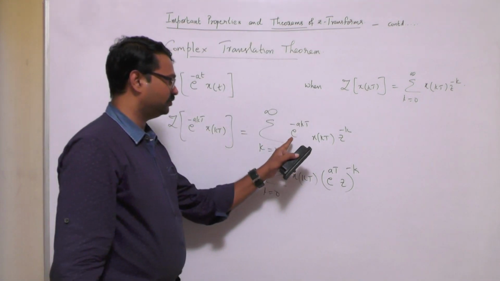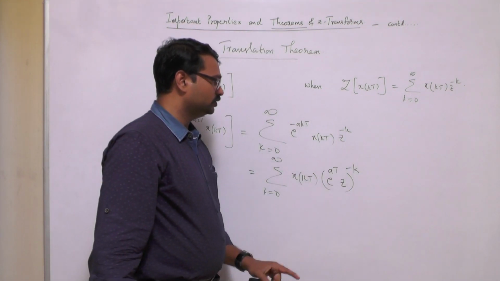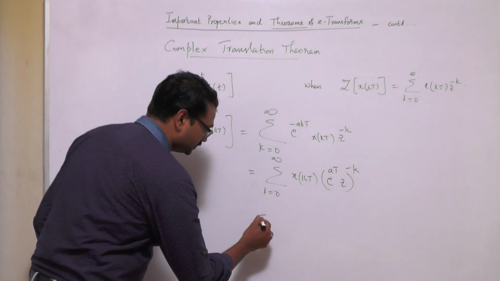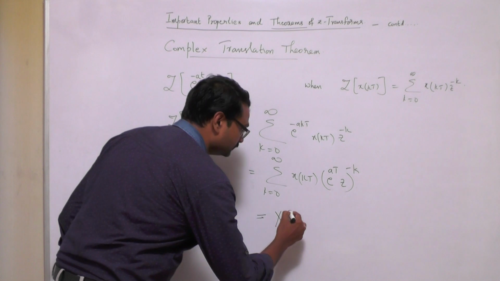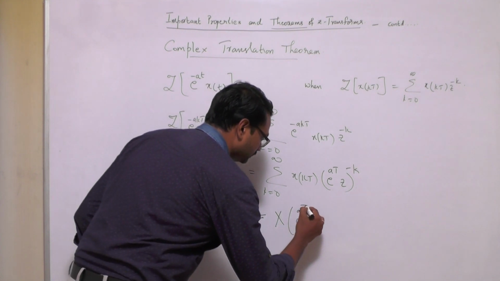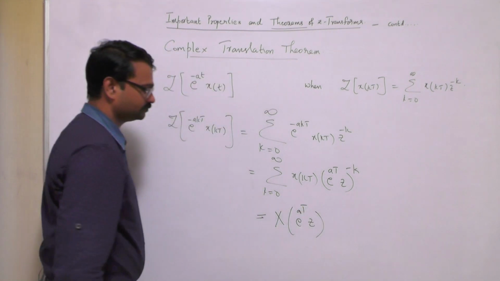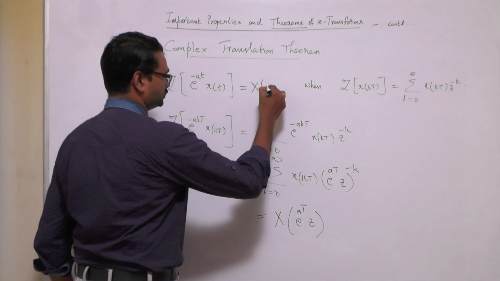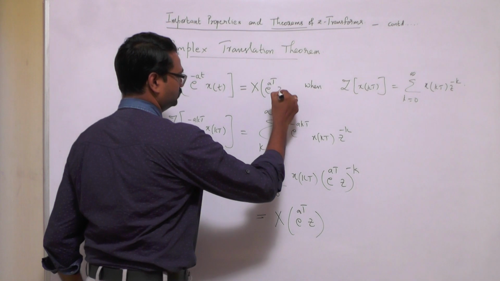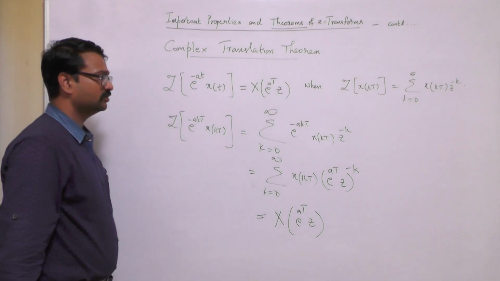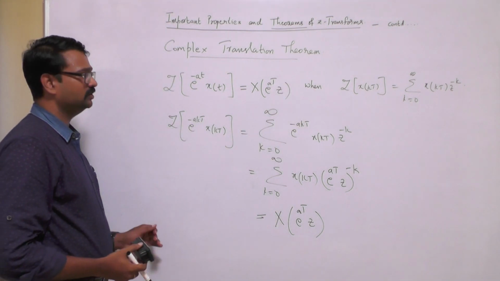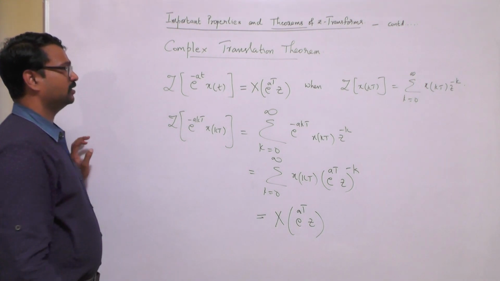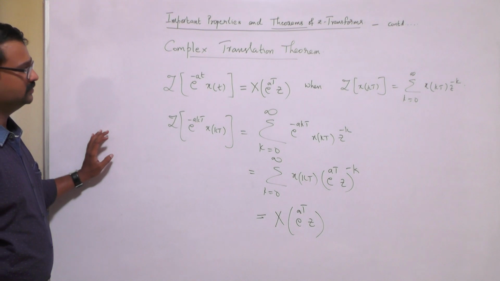If we replace e^-akT and z^-k in this form, you can say that this is X(e^aT z). So the answer for this is X(e^aT z). So instead of z, you replace with z into e^aT. It is e^aT that is a constant. So this is your complex translation theorem.